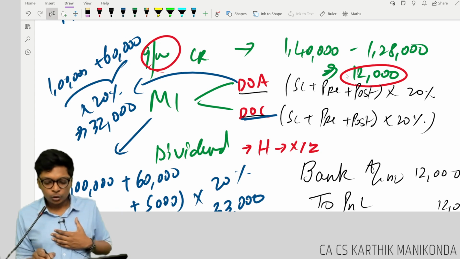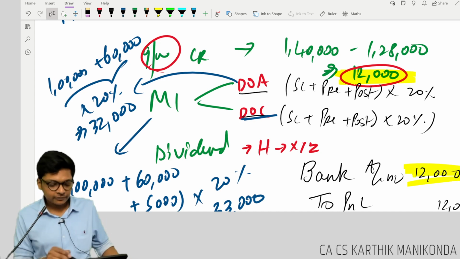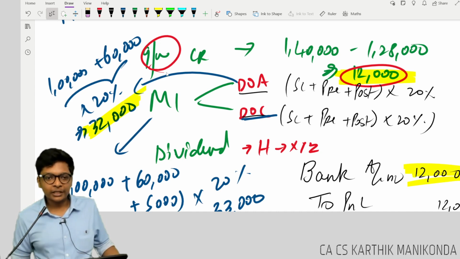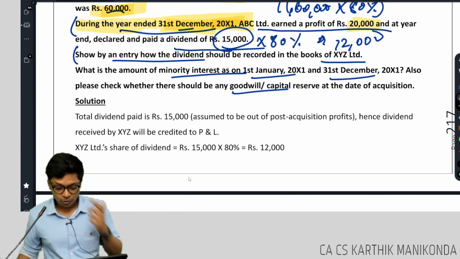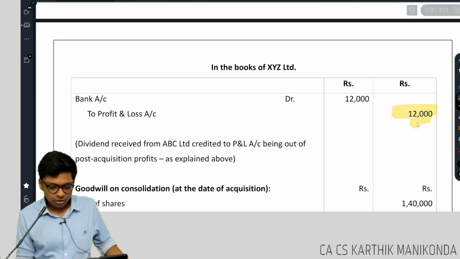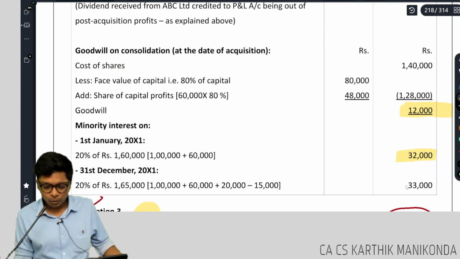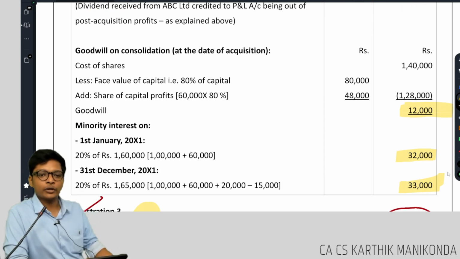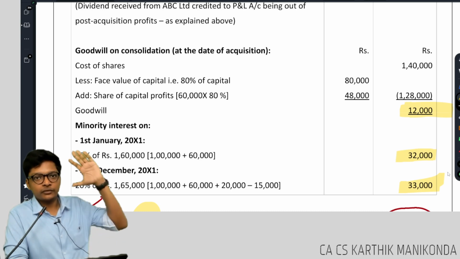Let's check. Goodwill is 12,000. Dividend received and taken to P&L is also 12,000. Minority 32,000 is the acquisition date. Consolidation date is 33,000. Let me go check. I don't know if it's correct. Goodwill is, sorry, dividend is 12,000 taken to my P&L. Goodwill also is 12,000. Then minority interest acquisition 32,000 and consolidation 33,000. Are you following, guys? That's it. Easy, huh? How many of you are able to do it by yourself?